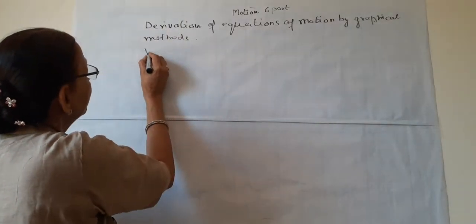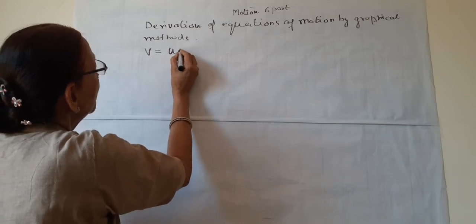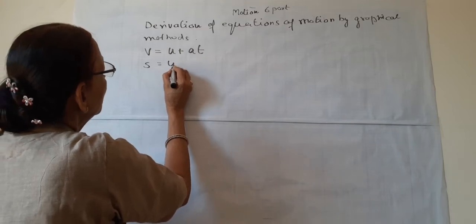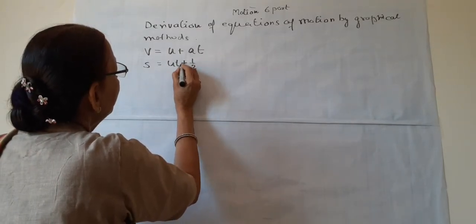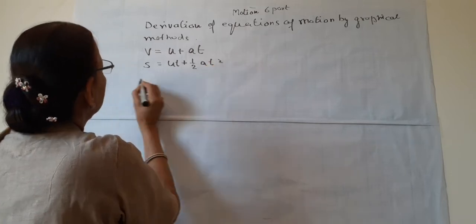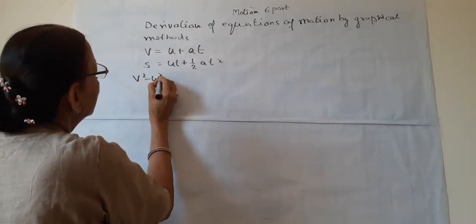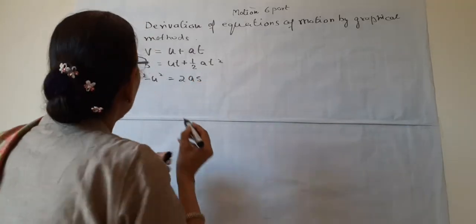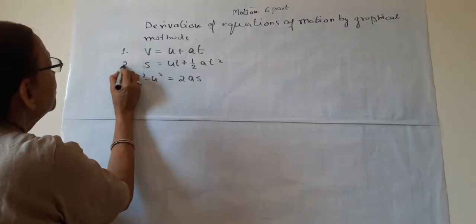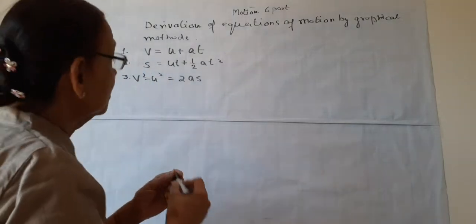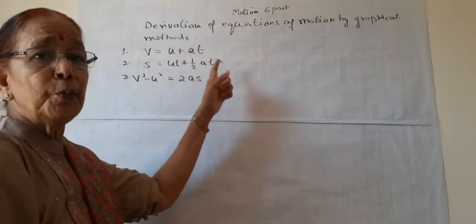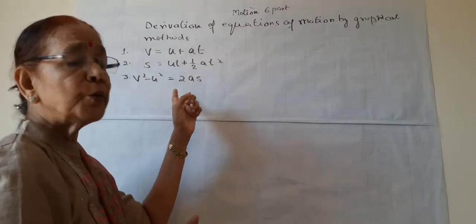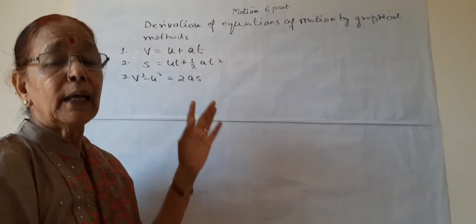These are, first is v is equal to u plus at. Second is s is equal to ut plus half at square. Third is v square minus u square is equal to 2as. So these are number 1, 2 and 3. The 3 equations of motion: v is equal to u plus at, s is equal to ut plus half at square, and v square minus u square is equal to 2as.